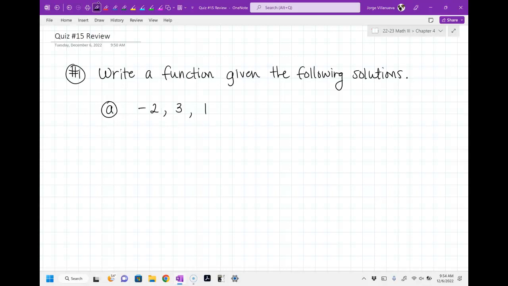Okay, so these are the solutions that they're giving you. And you got to write a function based on those solutions. So what you're going to do is you're going to write out your f of x here. And remember, the clue that I gave you guys was that when you write out your first parenthesis x, you're going to get your -2 and you're going to change its sign. So it's really a +2. You're going to put it right there. For your 3, you're going to write it as a -3. And for your 1, you're going to write it as a -1.